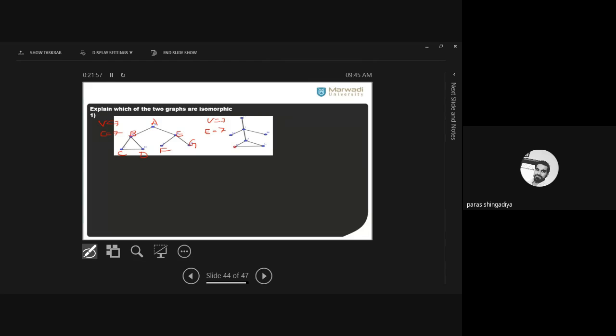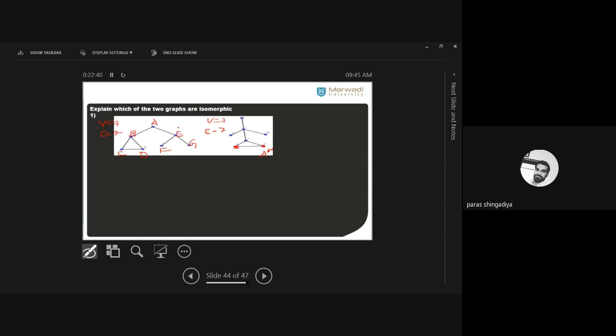Yes, these two vertices have degree 2. So there are two vertices whose degree is 2. We can say any one vertex is A dash. Let's say it is A dash. And now A is connected with B and E. Okay, A is connected with B and E in the first graph, and both vertices have degree 3. So find two such vertices in the second graph which should be adjacent to A dash, and both should have degree 3.